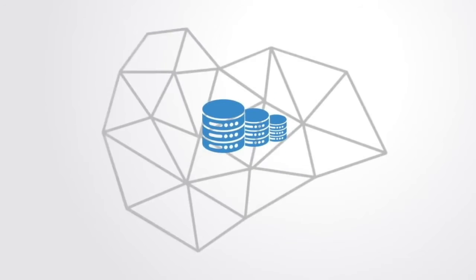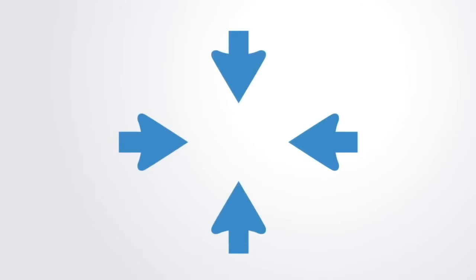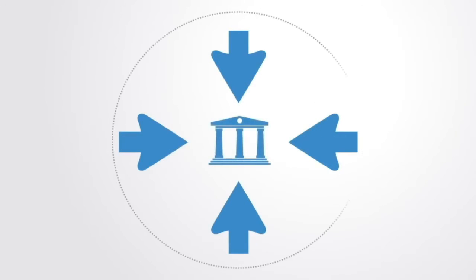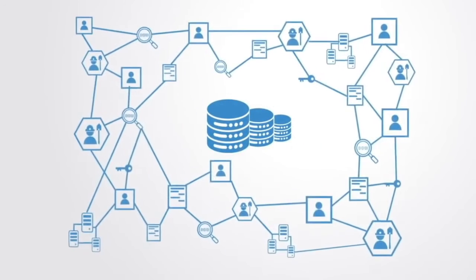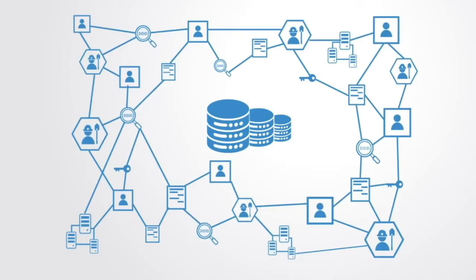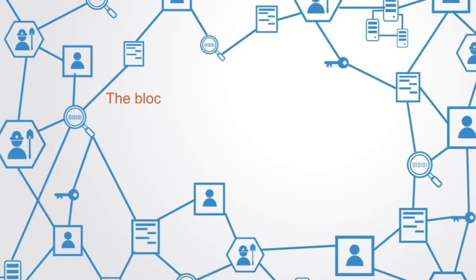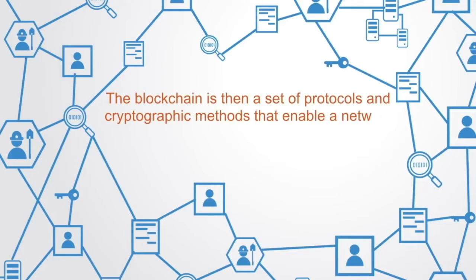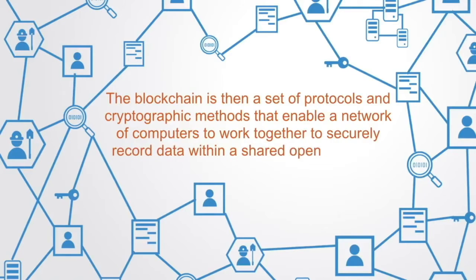Digital databases have been around for a while now, but until recently they've been designed to centralize information on one computer or within one organization. The blockchain, though, uses a distributed network of computers to maintain a shared database. The blockchain is then a set of protocols and encryption methods that enable a network of computers to work together in securely recording data within a shared open database.